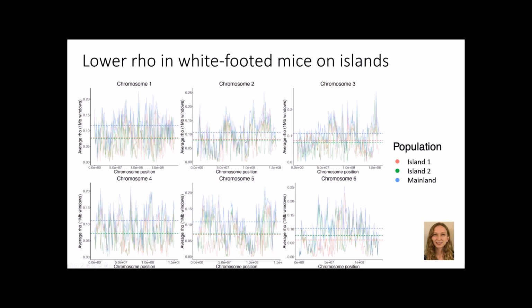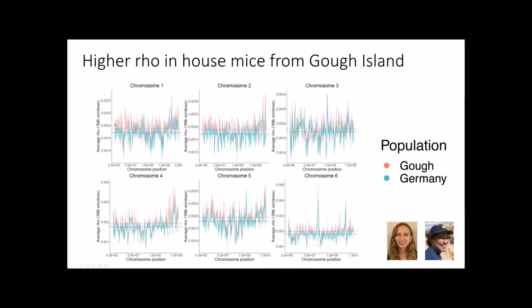So here we're showing the first 6 chromosomes for white-footed mice on islands. And what I want you to see is that the average recombination rate, the average rho, the population recombination rate, is, according to this method, lower in 2 island populations than it is in the mainland. Okay, it's lower. Now remember, rho is 4Ne times the recombination rate. So some of this difference may be because Ne in the island populations is actually lower. But let's look at another data set and see what else we find.